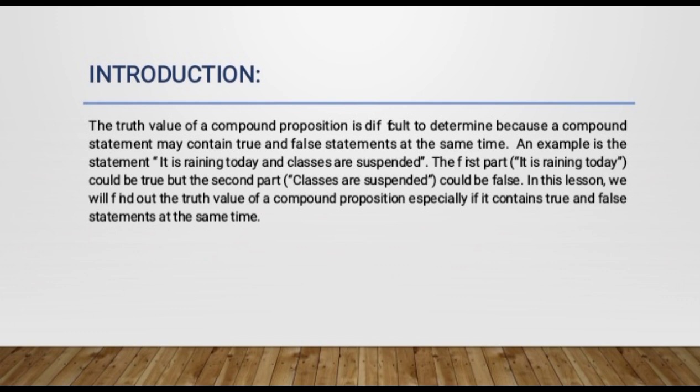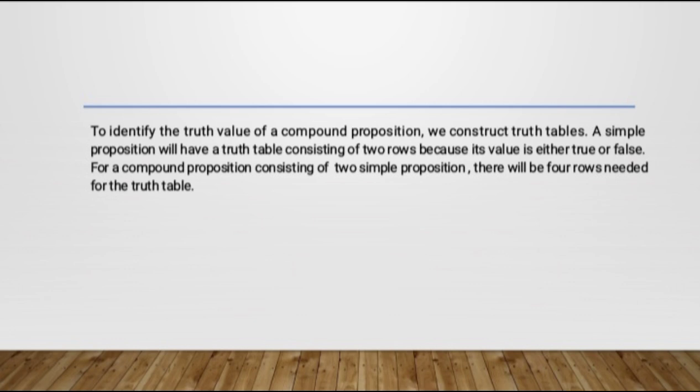To identify the truth value of a compound proposition, we construct truth tables. A simple proposition will have a truth table consisting of two rows because its value is either true or false. For a compound proposition consisting of two simple propositions, there will be four rows needed for the truth table.